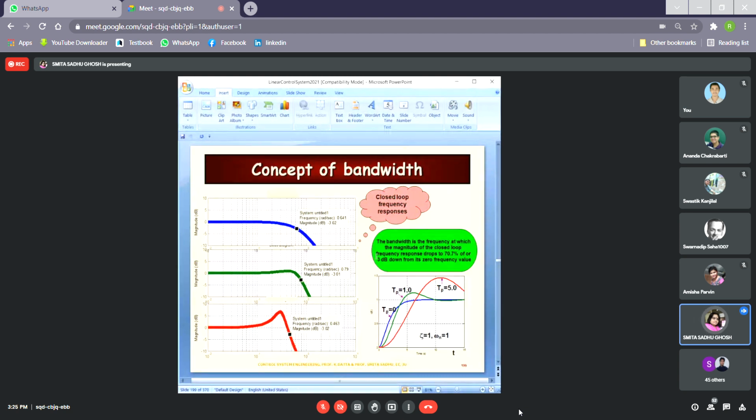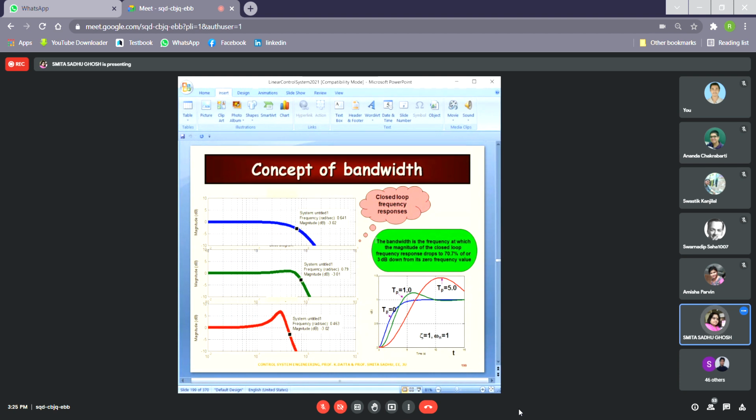So here it is restated. You can see the bandwidth is the frequency at which the magnitude of the closed loop frequency response drops to 70.7% or 3 dB down from its zero frequency value. So what it means is that, first of all, theoretically we'll see what it is, and then the physical significance I'll be asking you.